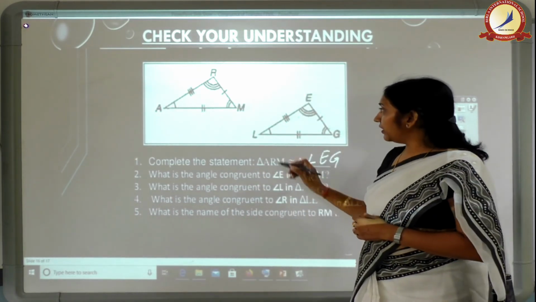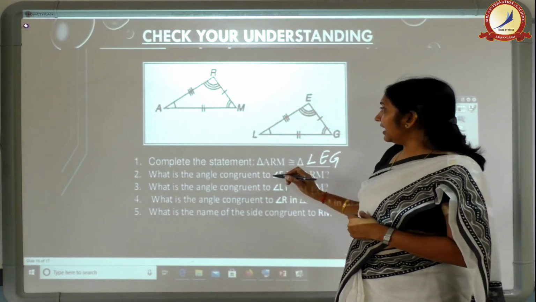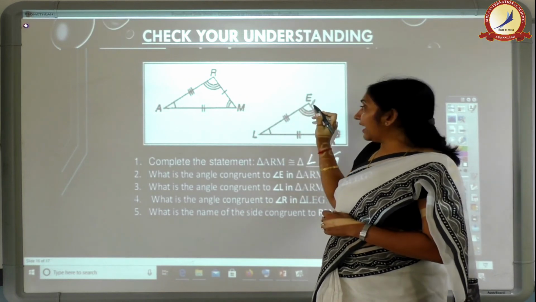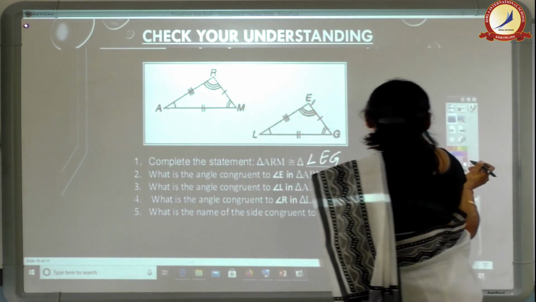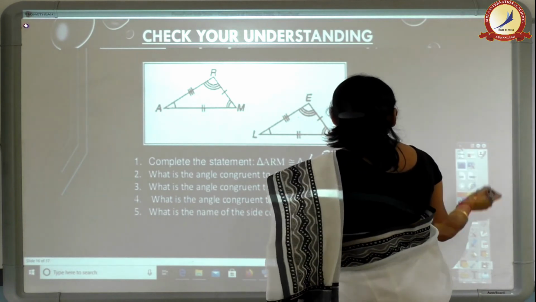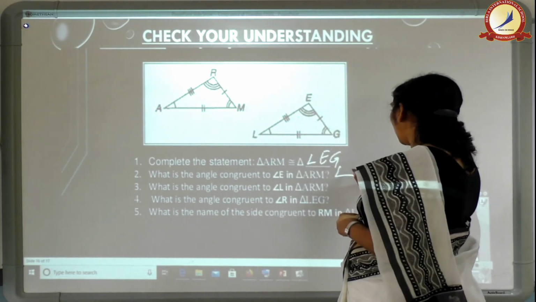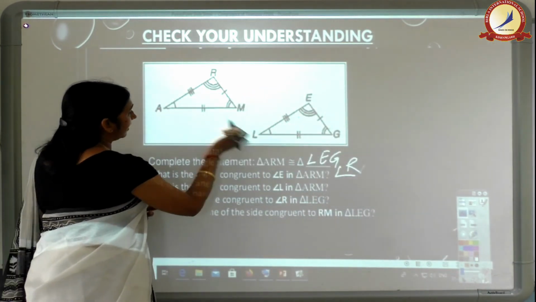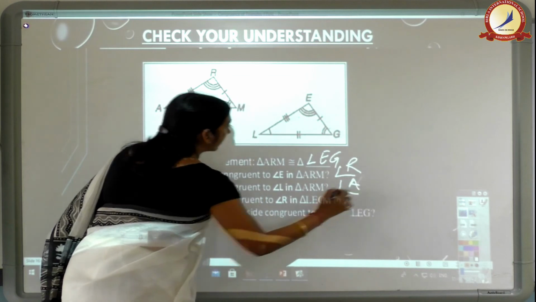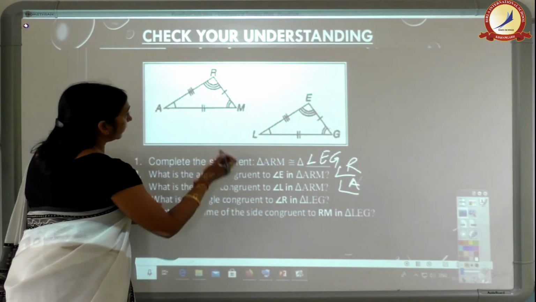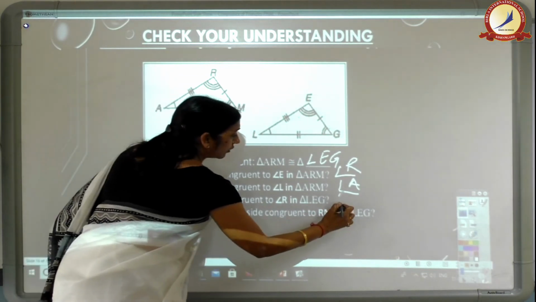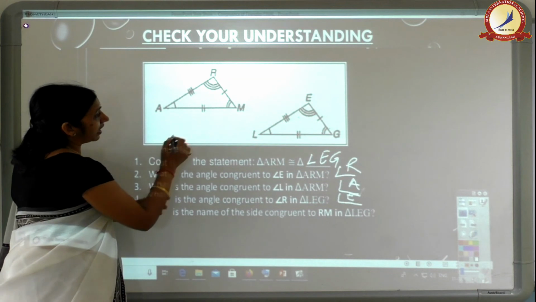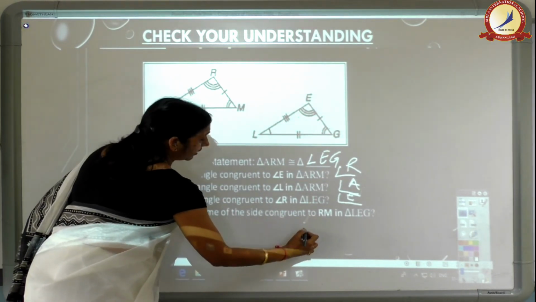What is the angle congruent to angle E? Since the 2 triangles are congruent, angle E will be equal to angle R. What is the angle congruent to angle L? Angle L will be congruent to angle A. What is the angle congruent to angle R? Angle R will be congruent to angle E. What is the name of the side congruent to RM? RM will be congruent to EG.